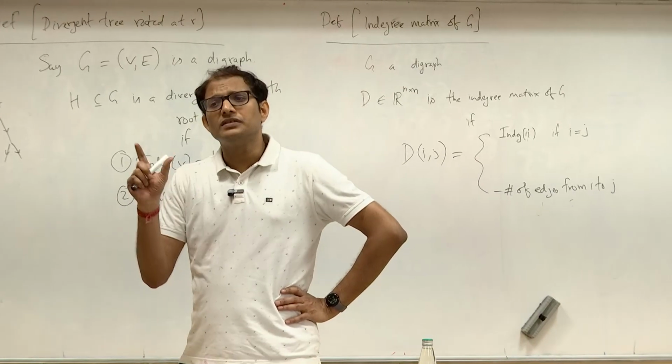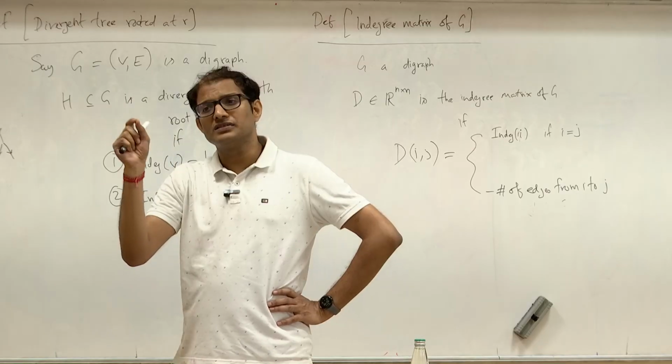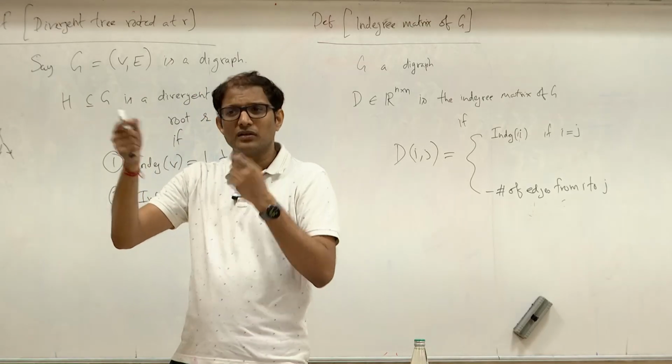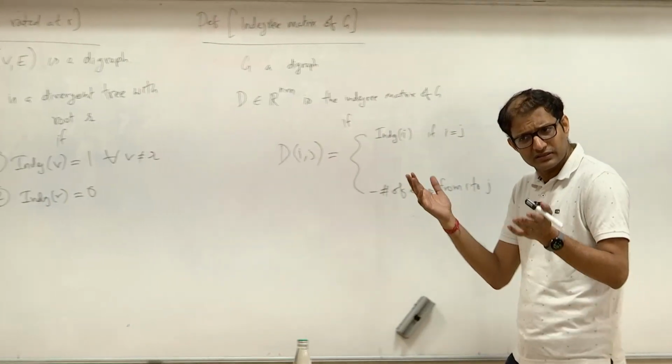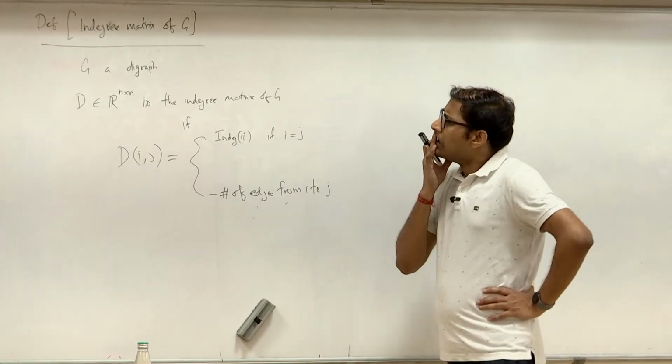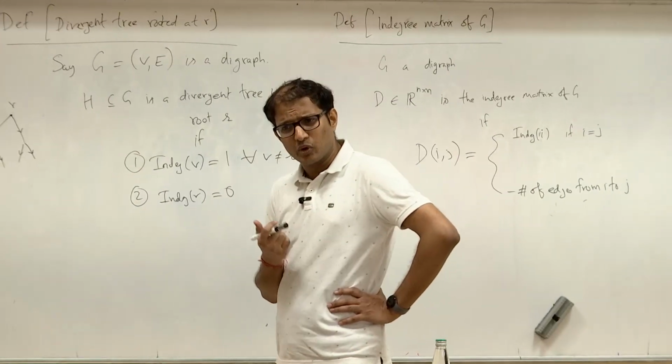Contracting might lead to parallel edges. You take an edge, you contract it, that might lead to parallel edges, multiple edges between the two vertices. A series of contractions can lead to parallel edges. Okay, so what do we do now? I'd like to begin by proving a lemma.